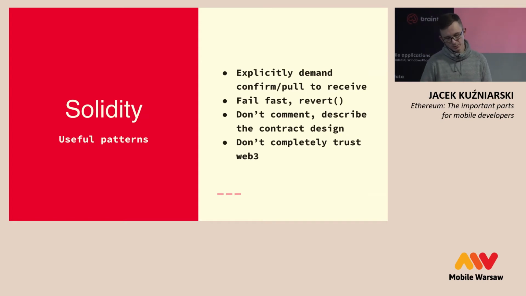Don't comment, describe the contract design. This is an important part of it, because we didn't comment in the code, but rather used the GWT method. So given, when, then, which ties into design by contract. In the header of the contract we would describe each part of the contract as if it were a paper contract, which is part of the idea itself, that you want a legal background to it.